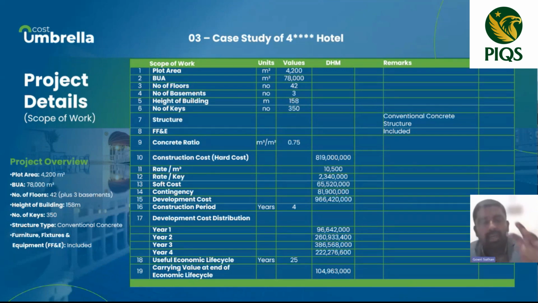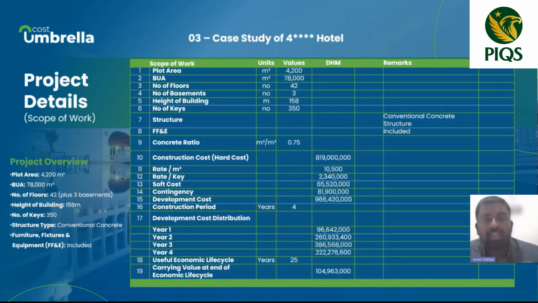So you have 966 million worth of investment. That is the development cost. The development goes up to 4 years, and you can use the hotel for 25 years. It can go beyond that as well. And after the 25 years, the value of that asset, that hotel, is 104.9 million, so roughly 100 million. So this is the initial data. As we discussed, we need a prediction of the future inflows to make a viability assessment.